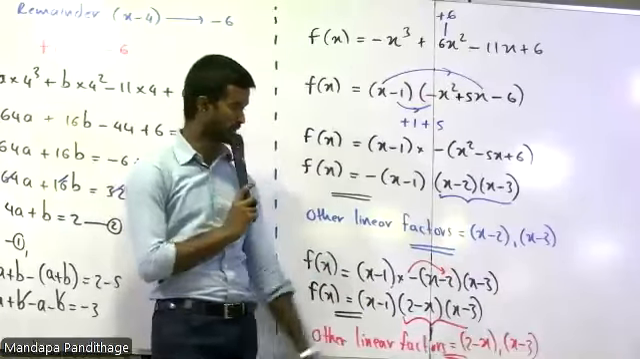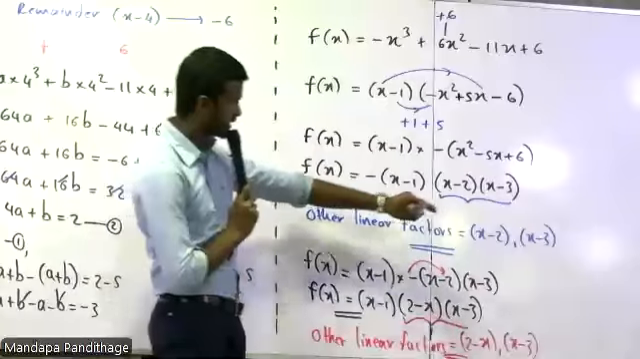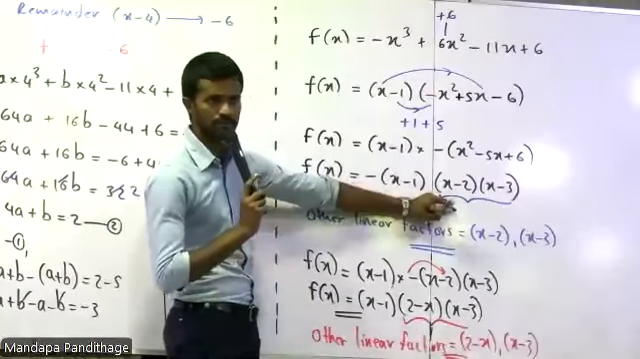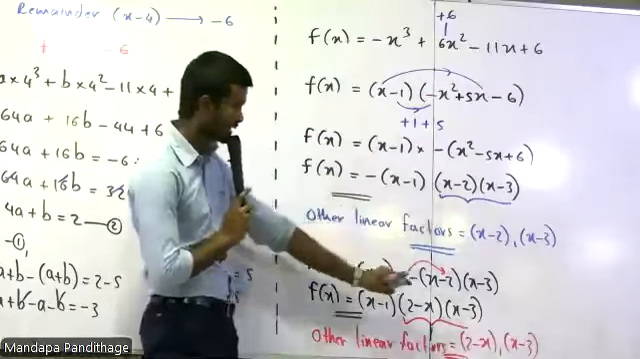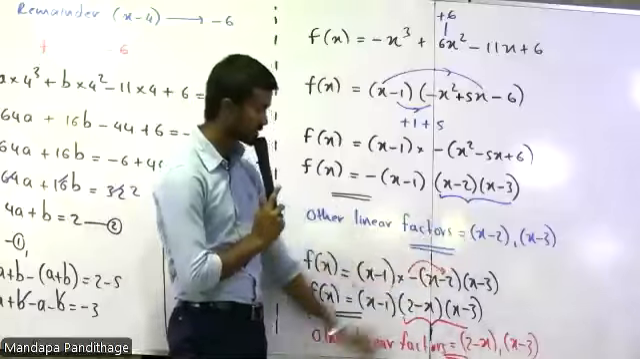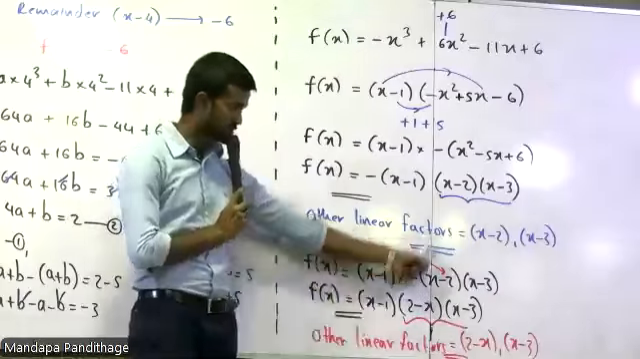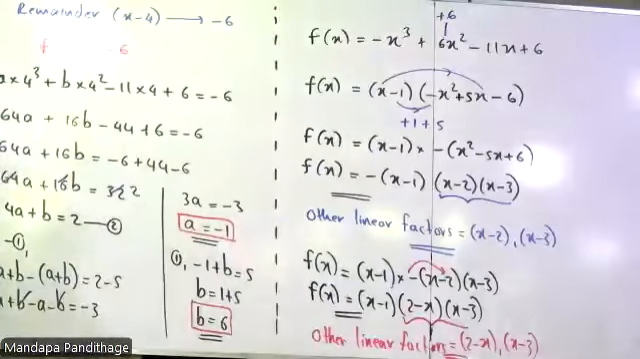Clear? Okay, so what has happened here: if they ask for the factorization, you have to just stop from here. If they're asking to factorize f(x), you have to stop here. But they're asking to write down the other linear factors, so that's why I wrote it separately. Okay, hands up if this plus minus story is clear. Okay, mark this as homework.